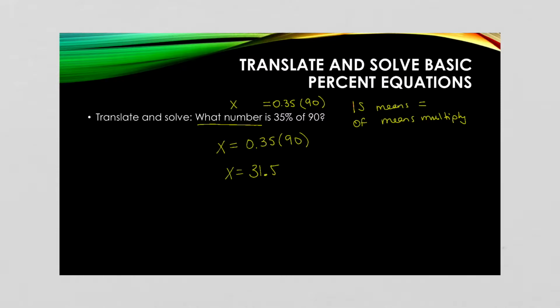Now ask yourself, does that number make sense? 35%, approximately a third, not quite a third, but approximately a third of 90 is 31.5. Does that number make sense? You always want to make sure that it does. If it sounds about right, you're in good shape. So always ask yourself that question whenever you're finished with one of these problems.